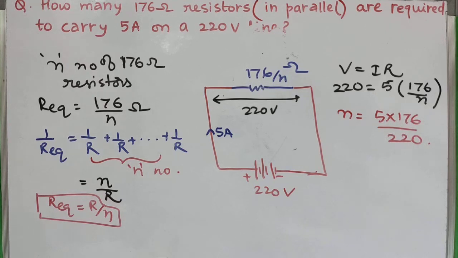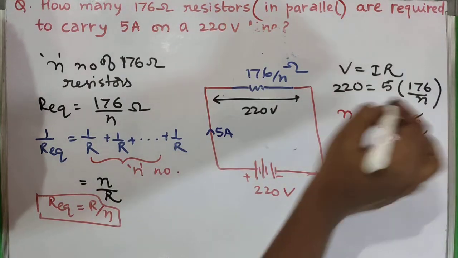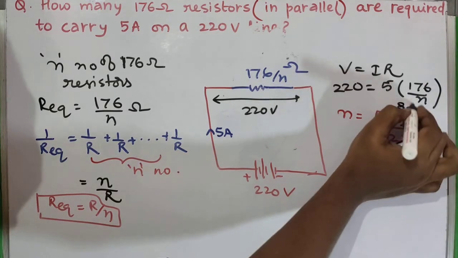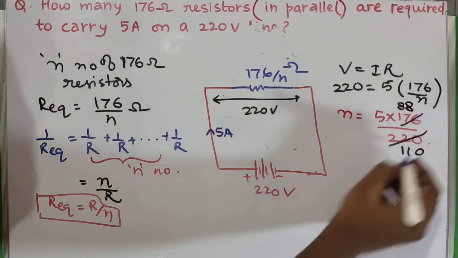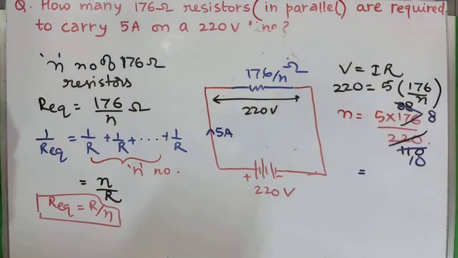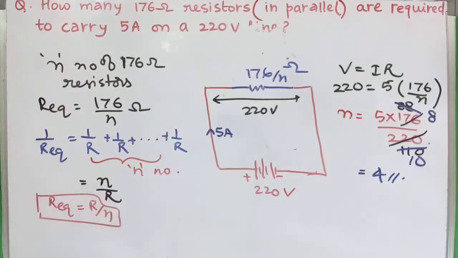So how much is this? Let's do it very simply. 2 ones are 2, 8 ones are 8, 2 tens are 20 and 8 twos are 16, so this is a multiple of 11. 5 into 8 is 40, and 40 divided by 10 is 4. So how many 176 ohm resistors are required? Just 4 resistors of 176 ohms are required.